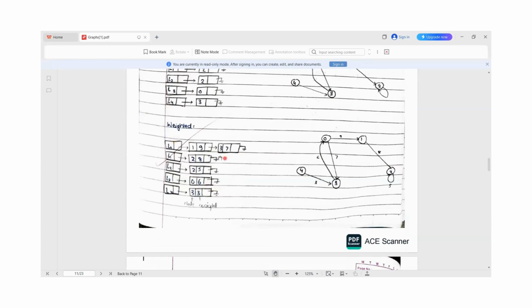Same for the weighted graph. We will have the name of the node, the weight of it, and the link joining to the next node.